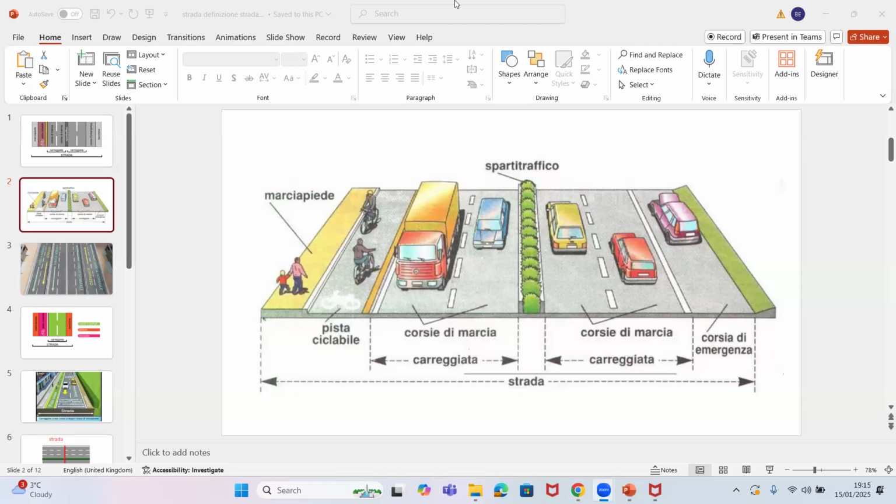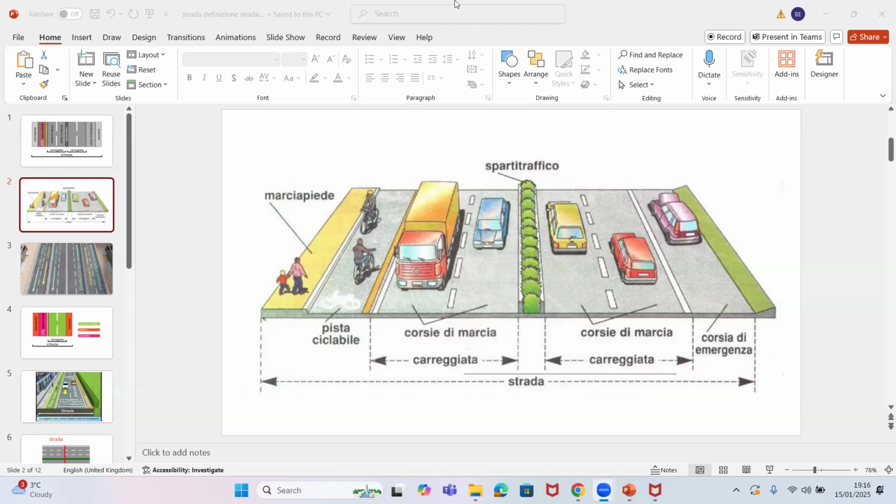Pista ciclabile, attraversamento ciclabile. What's the difference? It dey outside. Pista ciclabile dey outside Carreggiata. Exactly, sir. Attraversamento ciclabile dey inside. Please, everybody write it down.